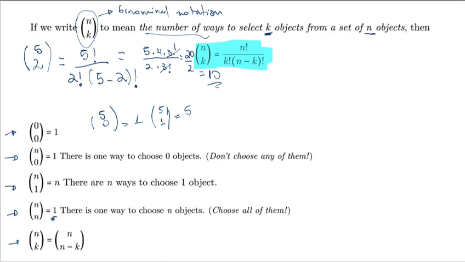The other property is this, if you have n objects and you're selecting these n objects in a group of n objects. So it's like, oh, you have 5 pair of shoes and you want to select a group of 5 pair of shoes. Well, there's only one way to do this, and this is choose all the objects, choose all the shoes, okay?